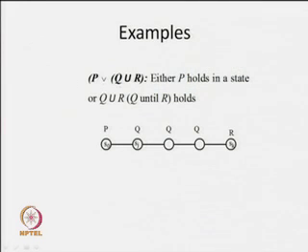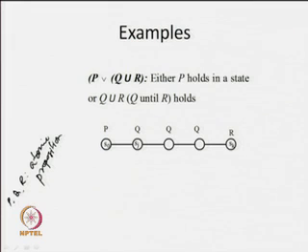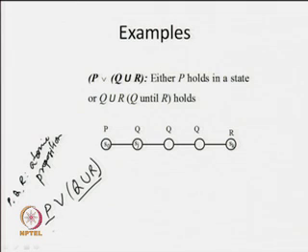Now, come to this particular case, where we are using P or Q until R. That means, we are having P, Q, R as atomic propositions. We are starting with 3 atomic propositions and we are saying P or Q until R. So, Q until R is a temporal formula, P is a temporal formula. So, P or Q until R is a temporal formula. Now, what we are saying is that either P holds in a state or Q until R holds.